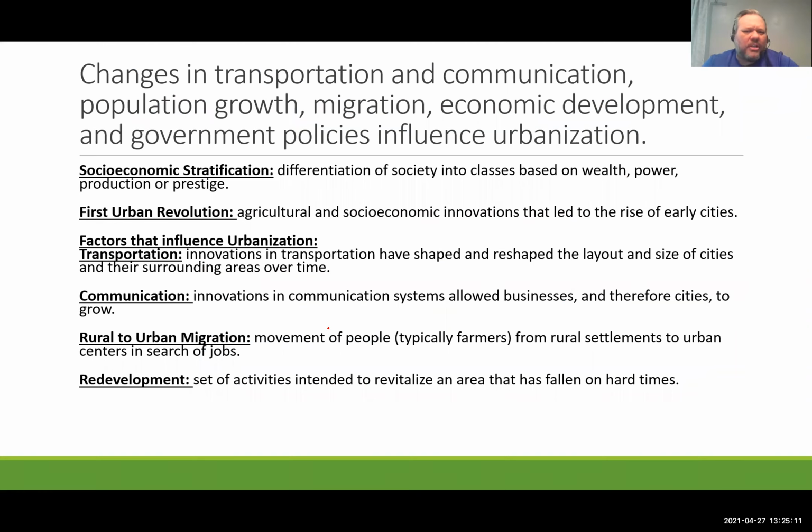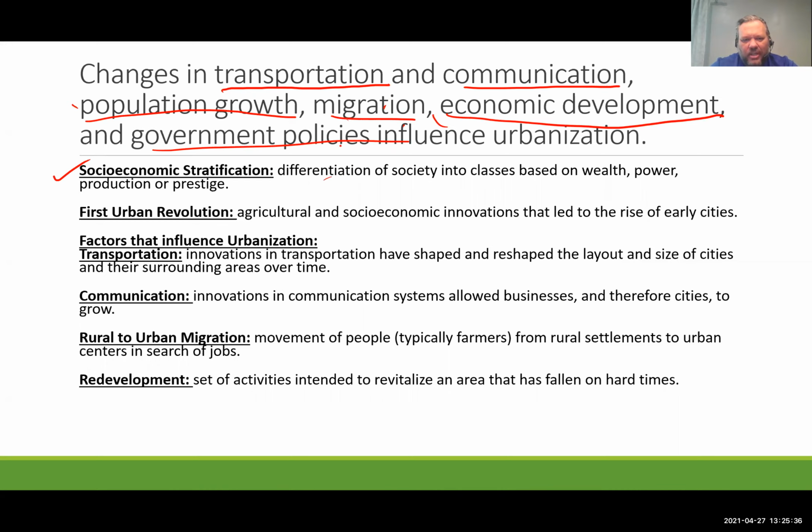All right, so let's look at a couple of things that can influence urbanization. So transportation and communication can definitely have a big impact. Population growth can have a big impact. Migration either into or out of an area can have a big impact. The economic development of the area, and also government policies. All right, and so these are just some terms that I want you to be familiar with.